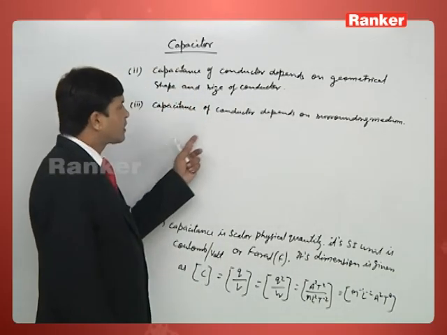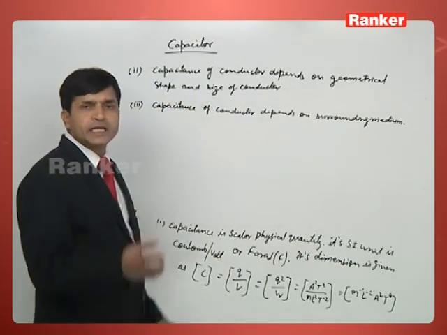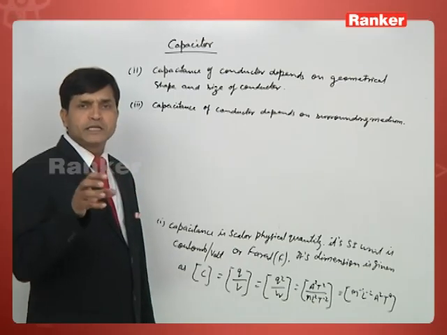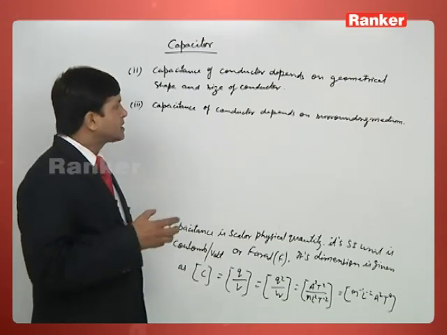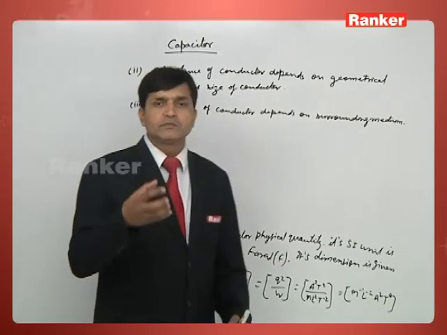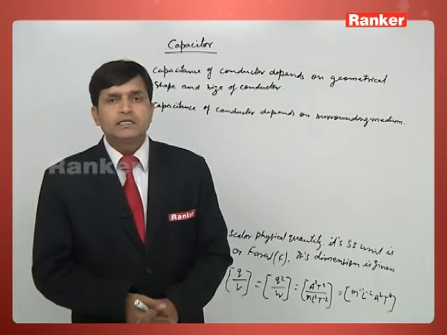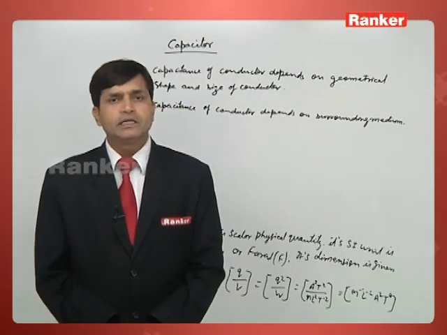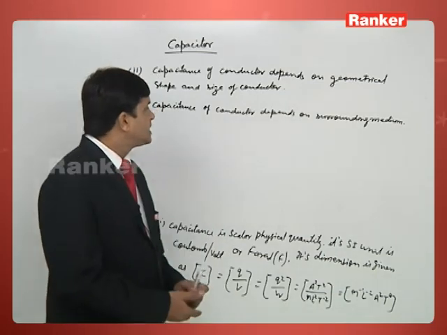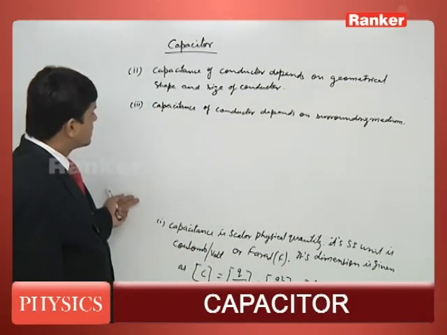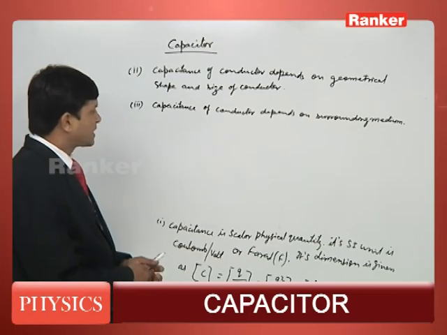It means if the surrounding medium is a non-conductor, we can give much more charge on a conductor, because in the case of a non-conductor, a much larger electric field is needed to ionize the molecules of the non-conductor. So these are the major factors on which the capacitance of a conductor depends.